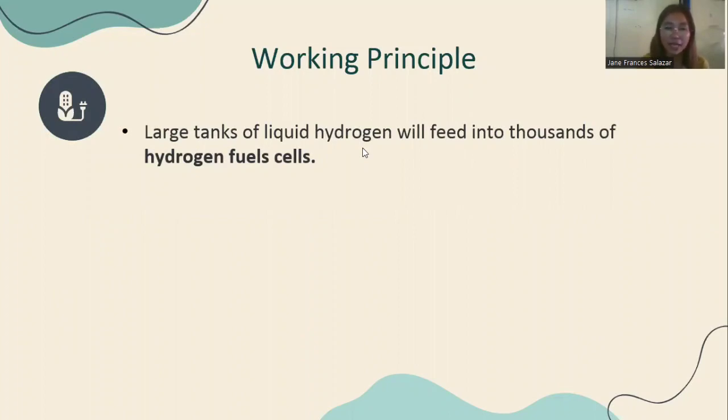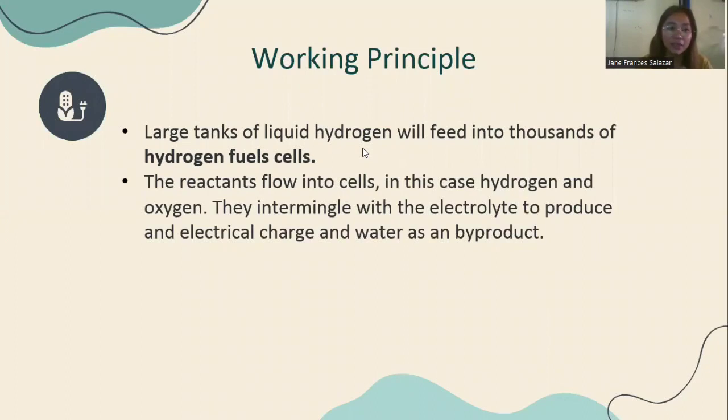hydrogen fuel cells. These fuel cells are solid structures containing an electrolyte fluid and two terminals, and they work like batteries. The reactants flow into the cells, in this case hydrogen and oxygen. They intermingle with the electrolyte to produce an electrical charge and water as a byproduct.